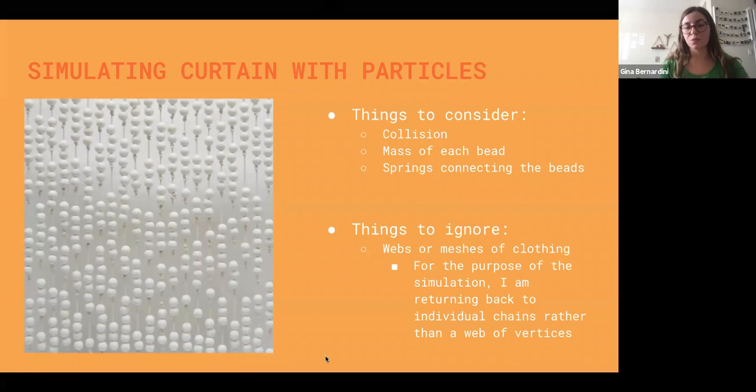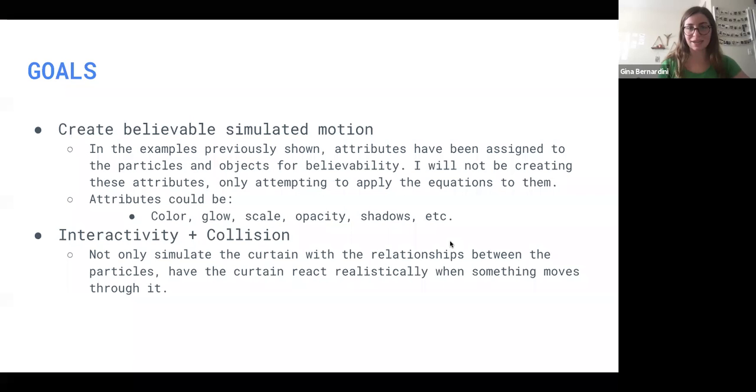But what I'm ignoring in my case, because it's simple, is the web or the mesh of clothing. So I'm not having it interact with the ones around it, surrounding it. Each string of beads is individual on its own. If it runs into the other ones, it will react, but they're not connected on the bottom, and they can move individually. So yes, for the purpose of this simulation, I'm returning back to the individual chains rather than the web. That was a bit complicated.